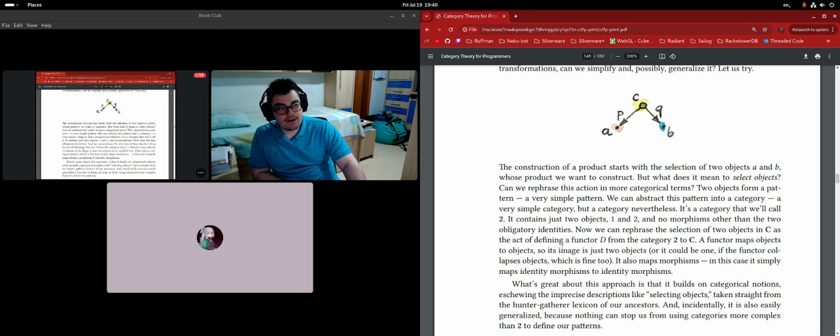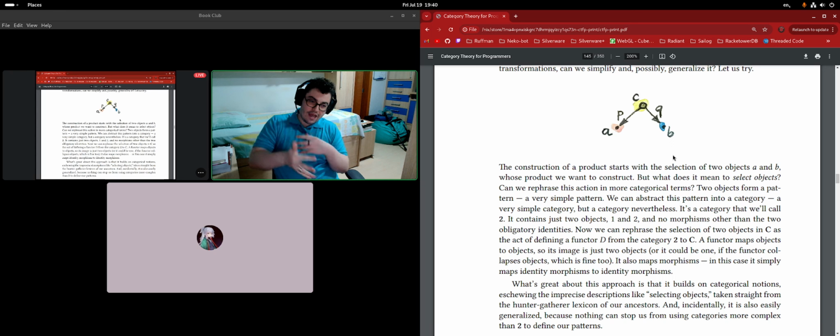So what we are doing, let's remember, a functor is a mapping between categories. We have these three objects in the category C. We are creating another category 2, and we are saying that the act of select is in fact the act of defining a functor. This functor maps objects to objects as expected. So its image is just two objects, right? There's maybe some collapsing going on, but it's going to be mapping to two objects at most.